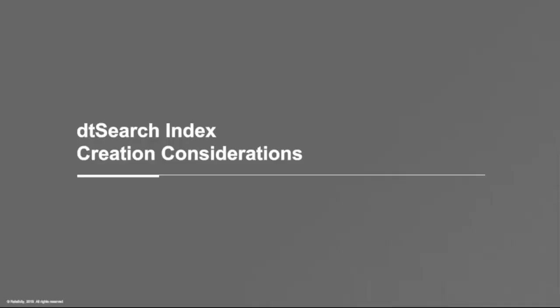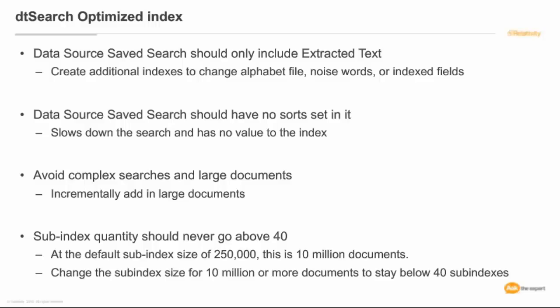All right, let's take a look at some of the dtSearch index creation considerations. In this slide, we'll give you some quick optimization tips before creating your dtSearch index. First off, it is necessary for the searchable set saved search in the dtSearch index to only contain authored content fields. This would include things like the extracted text field.